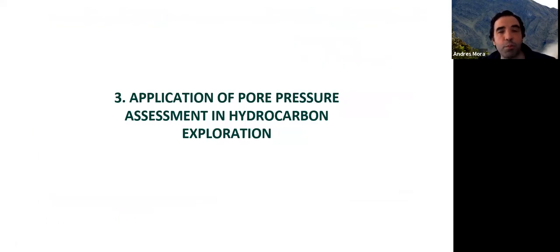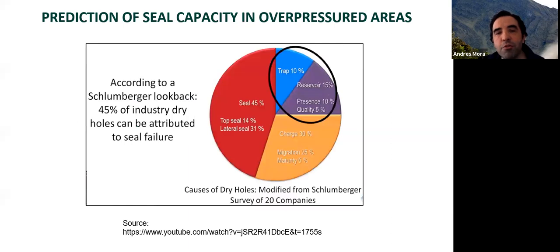What is the application of pore pressure assessment in hydrocarbon exploration? This figure shows statistics from Schlumberger that show that 45% of industry dry holes can be related to seal failure. From that, top seal is 14% and lateral seal is 31%. So we need to predict overpressures in general in areas where overpressure controls the seal capacity.